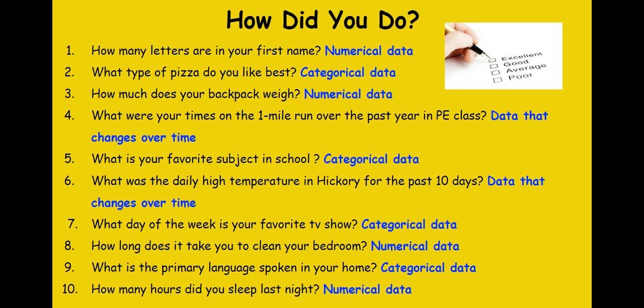Number 8, how long does it take you to clean your bedroom? Again, you'd have to time yourself. That would be numerical data. Number 9, what is the primary language spoken in your home? Categorical data. Number 10, how many hours did you sleep last night? That, my friends, would be numerical data. If you need to pause the video and check over your work, look at any that you missed and analyze why you missed it, this would be a good time to do that.